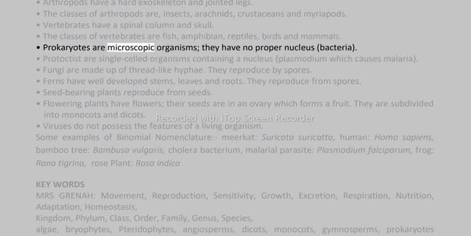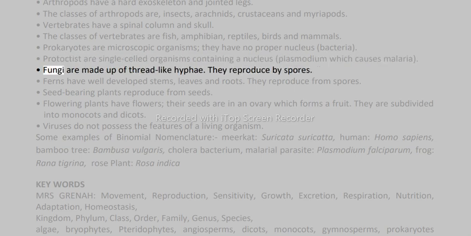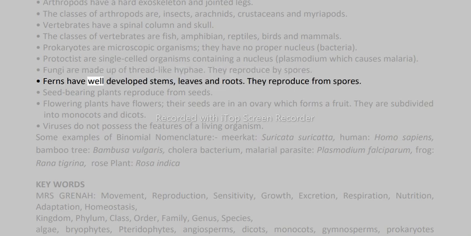Prokaryotes are microscopic organisms, they have no proper nucleus, bacteria. Protoctists are single-celled organisms containing a nucleus, Plasmodium, which causes malaria. Fungi are made up of thread-like hyphae. They reproduce by spores. Ferns have well-developed stems, leaves and roots.